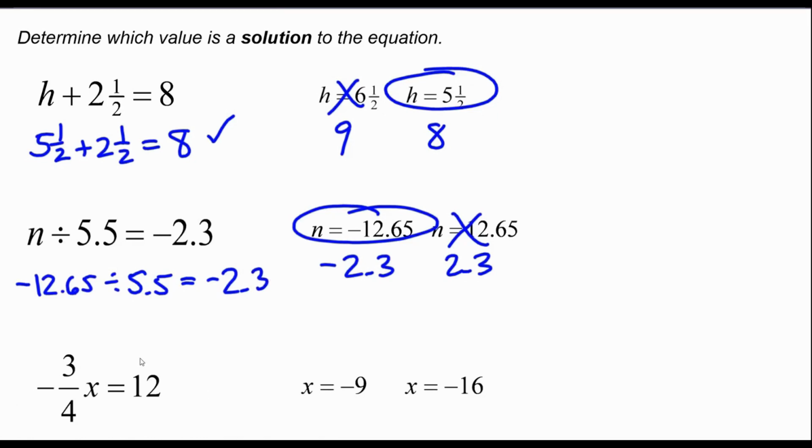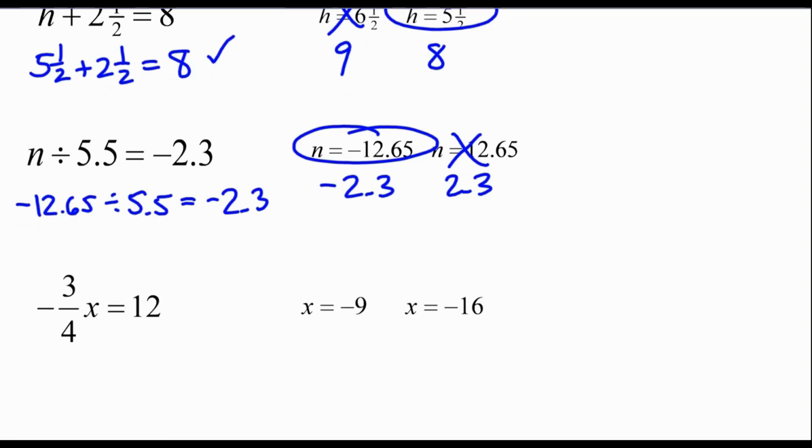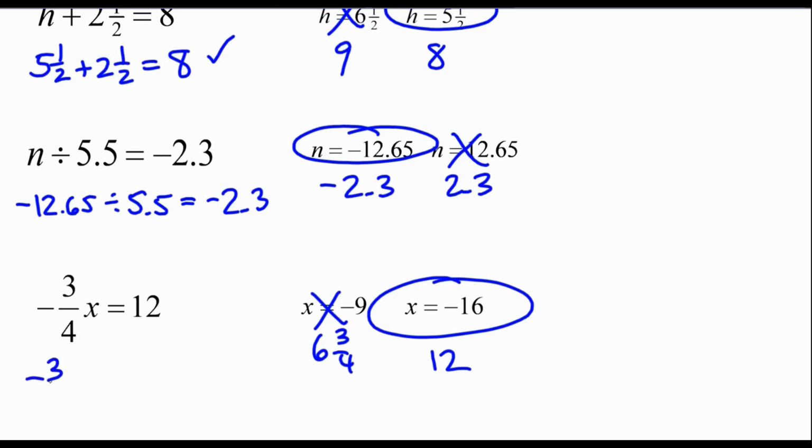And then lastly, negative 3/4 times x equals 12. I know x has to be negative, but both of my options here are negative, so I'm going to have to test these. Negative 3/4 times negative 9 is a positive 6 3/4. So that is not my solution. That means x equals negative 16. And if I check that, negative 3/4 times negative 16 is a positive 12. So there is my solution. Negative 3/4 times negative 16 is positive 12, and that's the solution. So here we're just simply talking about what are solutions to equations and determining if a value is a solution to an equation.